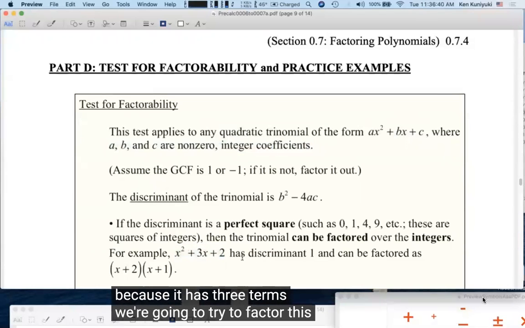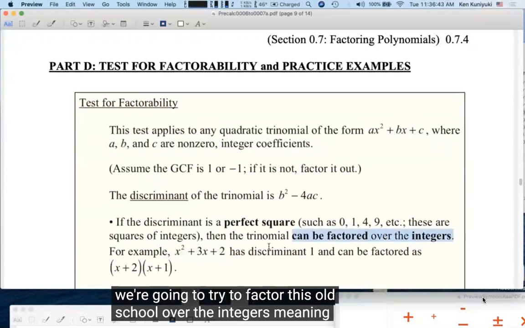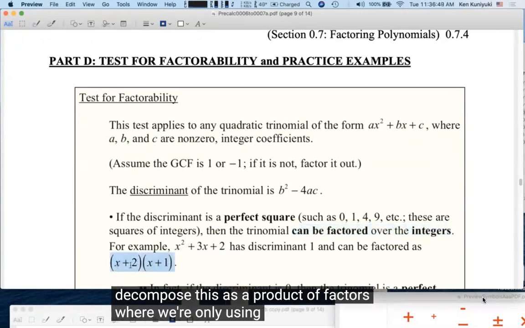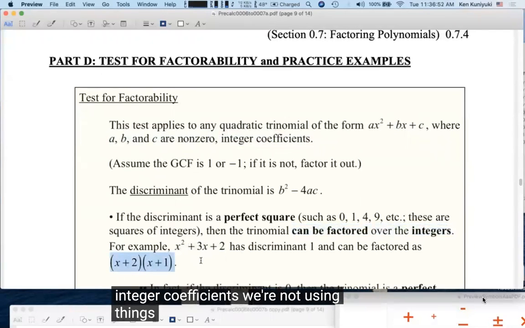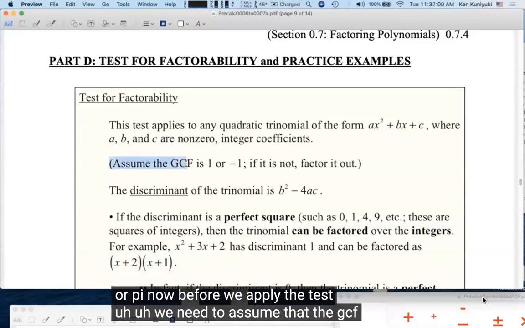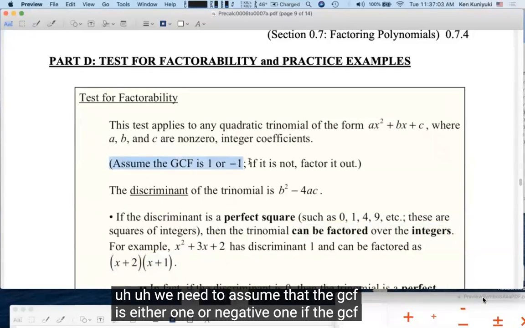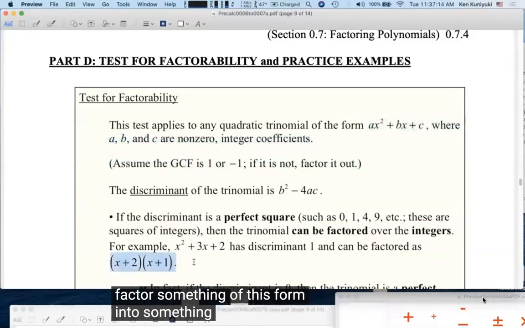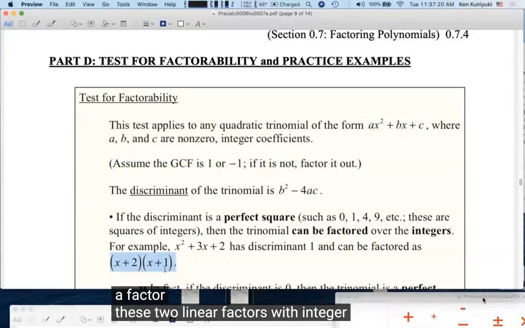We're going to try to factor this old school over the integers, meaning that we're going to decompose this as a product of factors where we're only using integer coefficients. We're not using things like 2/3 or pi. Before we apply the test, we need to assume that the GCF is either 1 or -1. If the GCF is 2 or 3 or something like that, you have to factor it out first in order for this test to work. Again, we're trying to see if we can factor something of this form into a factor times a factor, these 2 linear factors with integer coefficients.